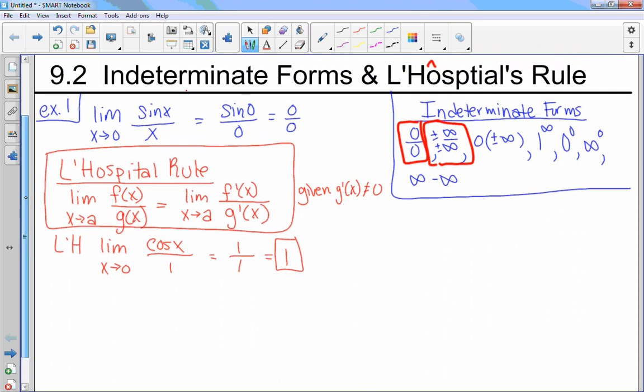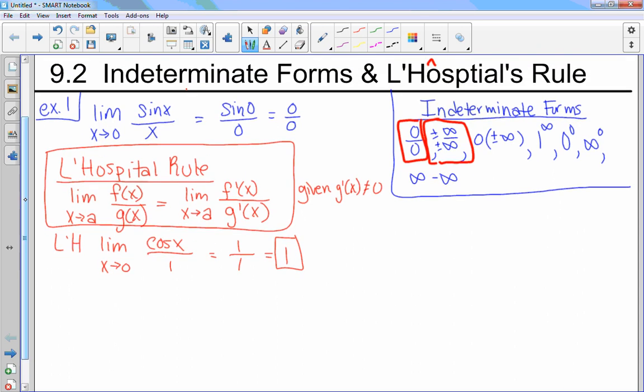Okay. So we don't have typed notes this time, so this is handwritten. We're doing L'Hopital's rule of indeterminate forms. This helps us with the limits when we get like a 0 over a 0 or infinity over infinity. Okay.